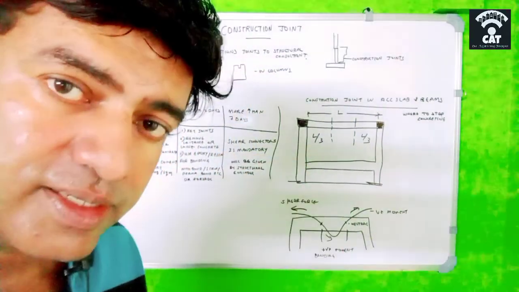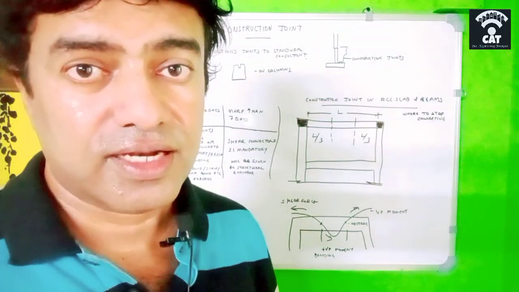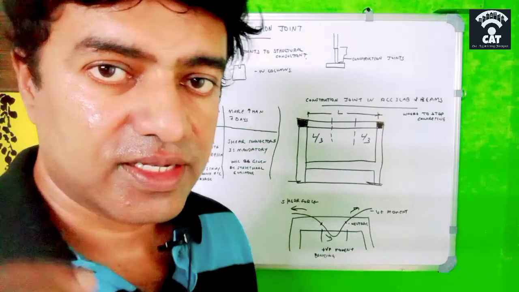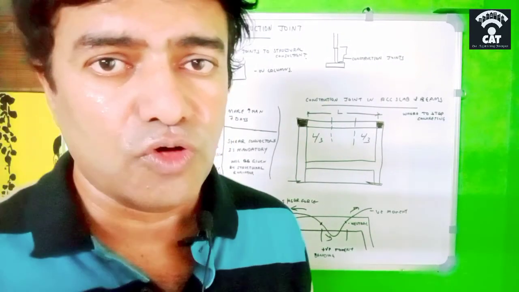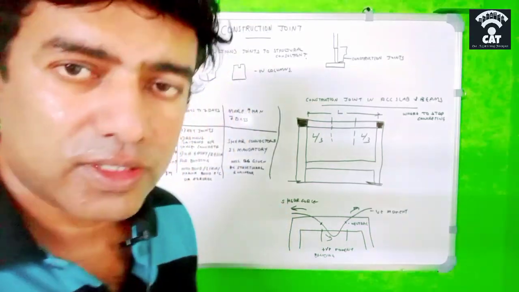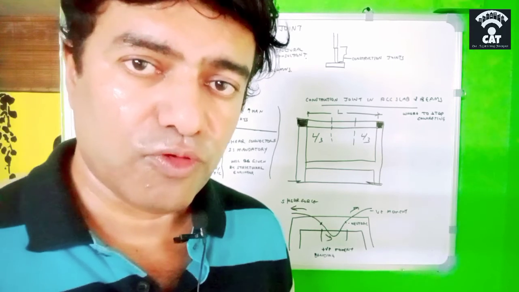If that happens not within 12 hours, but between 12 hours and 3 days, again we have to make the key joint and remove the laitance or the loose concrete. Then, if it is within 3 days, we have to go for a cement slurry.